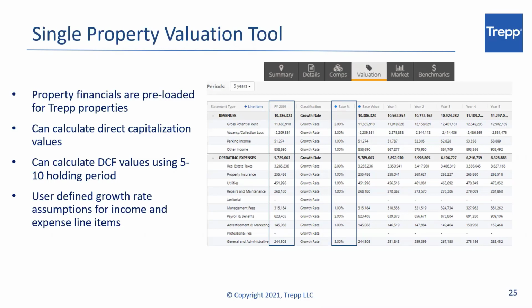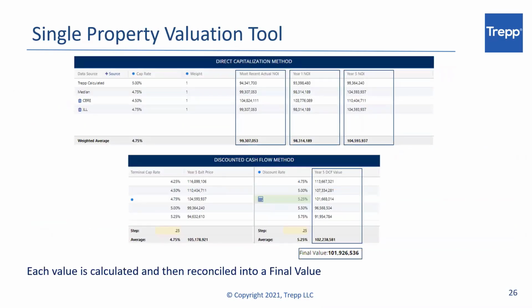And this goes again all the way from gross potential rent down to the net operating income and even below the line to include capital expenditures, tenant improvement allowance, et cetera. Once you've inputted all of your assumptions, then you actually get 2 different types of valuation here on the single property tool. The first is a direct cap value.